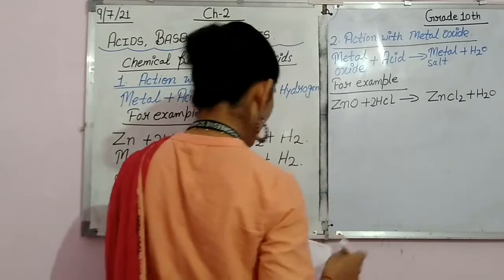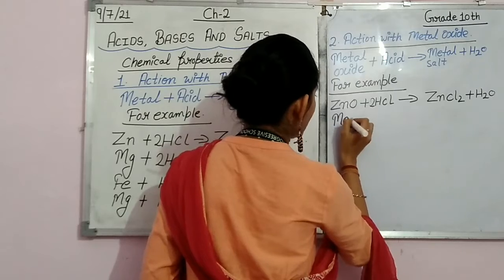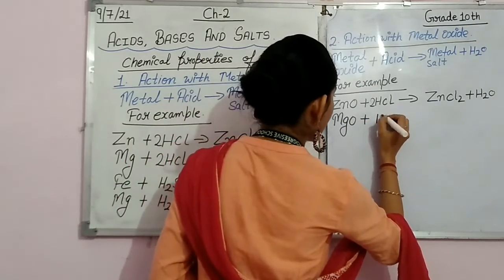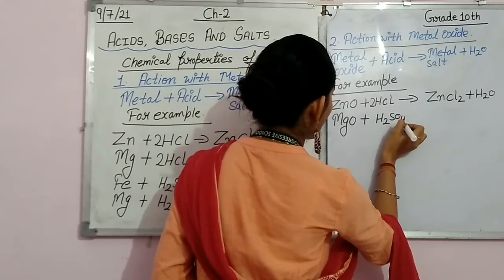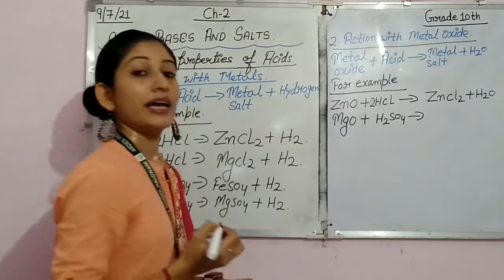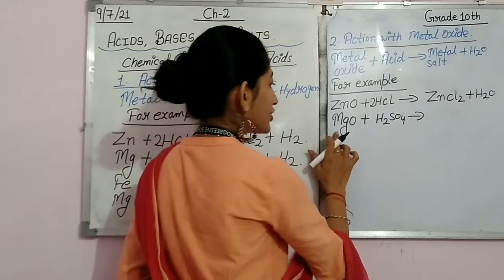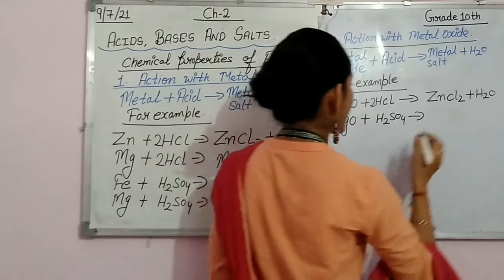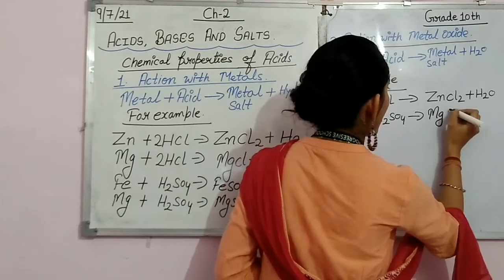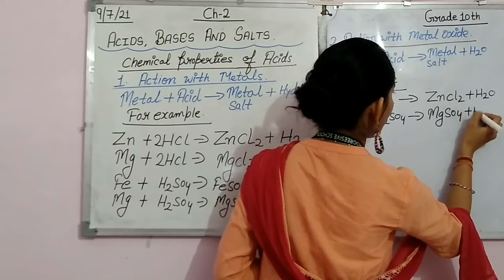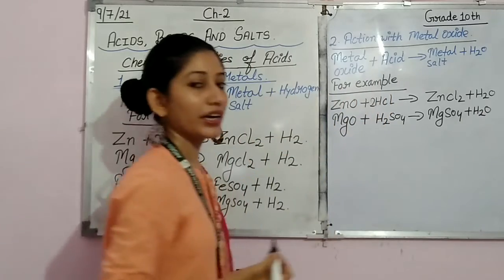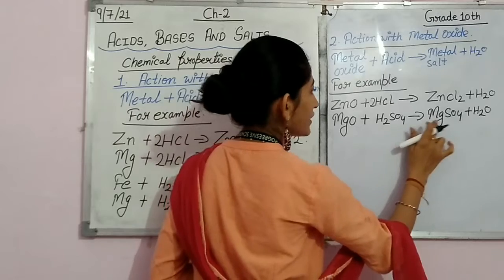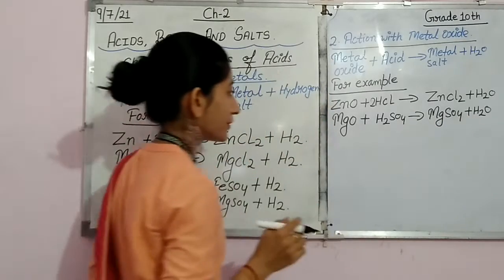Similarly, when we have another metal oxide like MgO, and we react magnesium oxide with dilute sulfuric acid, H2SO4, what will it give? It will give MgSO4, and again water will be released. So MgO plus H2SO4 gives MgSO4 plus water.